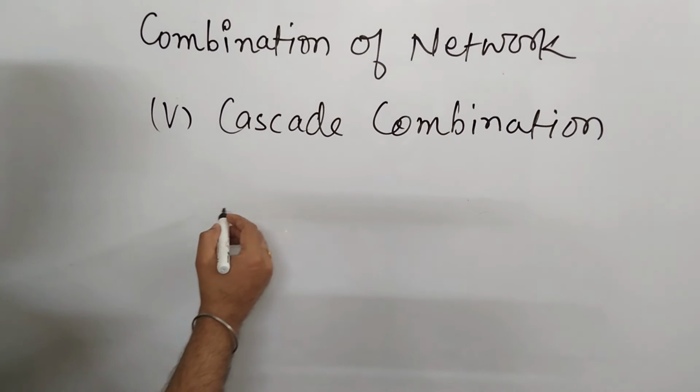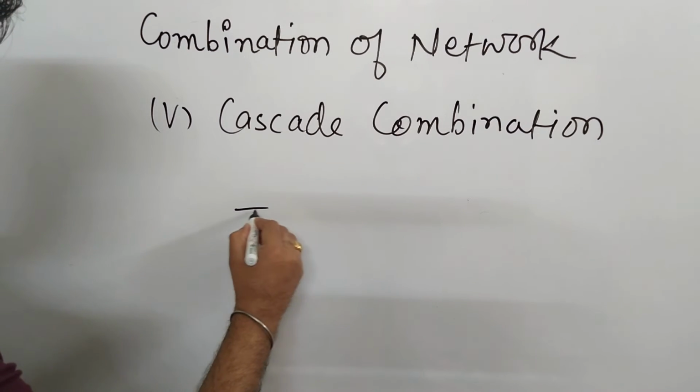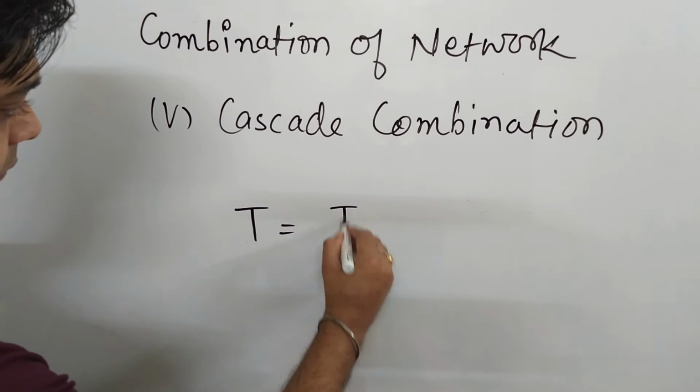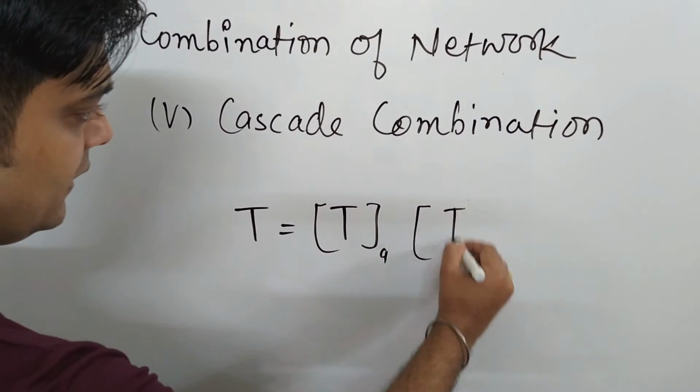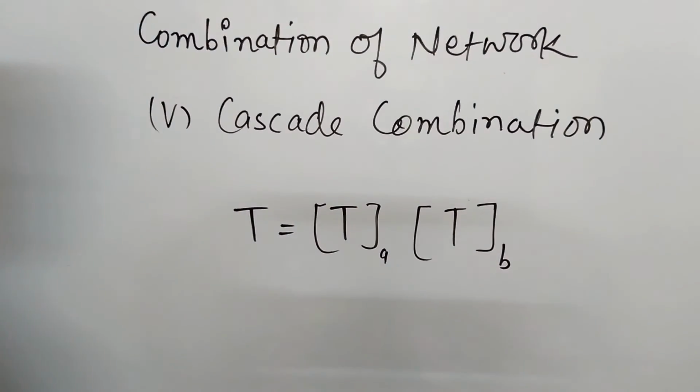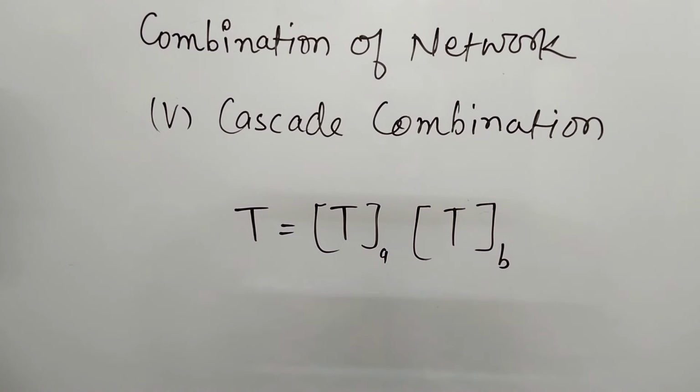So under cascade combination, the T matrix is basically given by T for A and T for B. It is basically the product of the transmission matrices TA and TB.